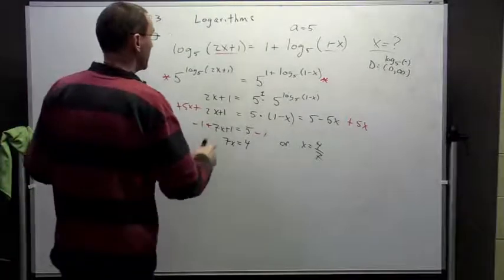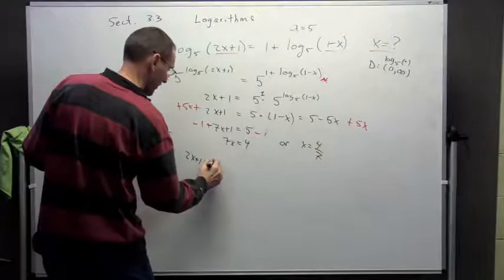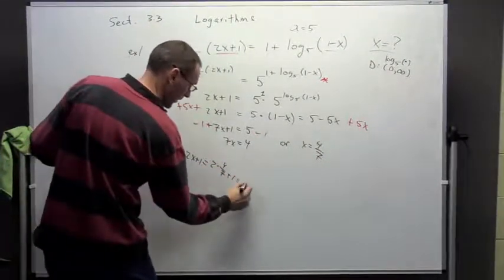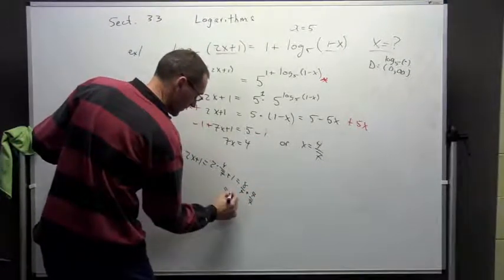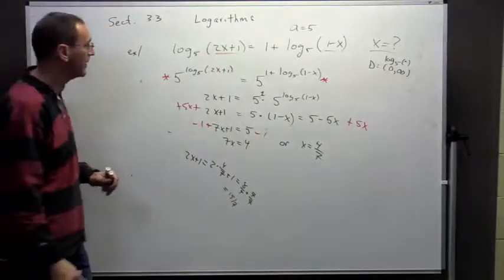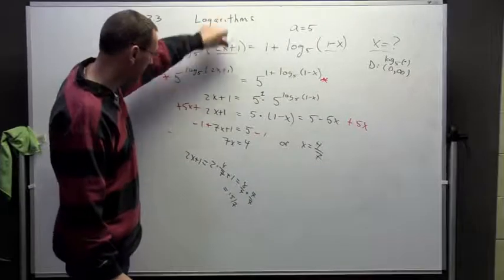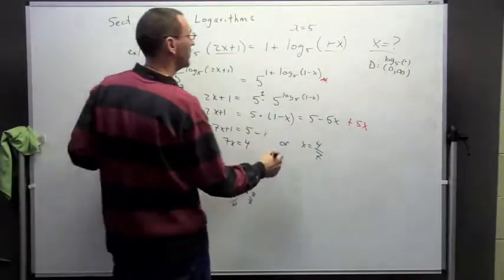So I need to go back and look at 2x plus 1. So that's going to be what? 2 times 4 sevenths plus 1. It's going to be 8 sevenths, and 1 is 7 sevenths. So that's 15 sevenths. All right, so that's okay, no problem there. So I can take the log base 5 of that number, because that's a positive number.